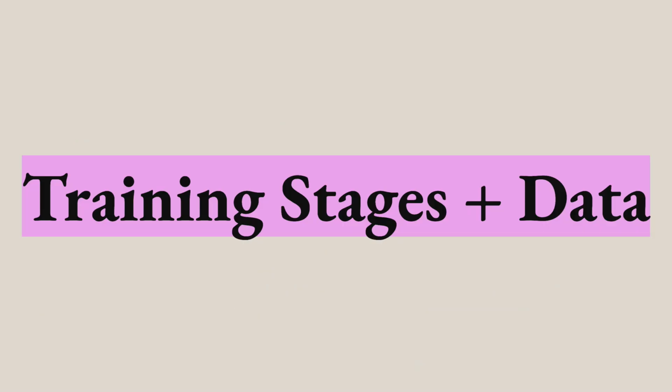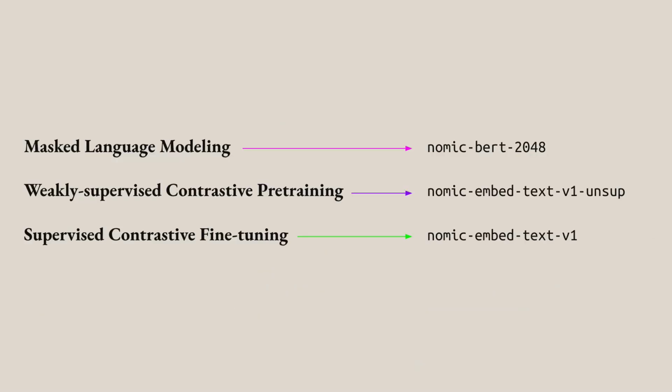So let's dig into training stages and data. There are 3 training stages involved. First is masked language modeling, and the outcome of this is the Nomic BERT 2048 model. Then they use that to initialize their weakly supervised contrastive pre-training stage, and from that stage you get the Nomic Embed Text v1 unsupervised. And then the third stage is supervised contrastive fine-tuning, from which you get the final Nomic Embed Text v1.